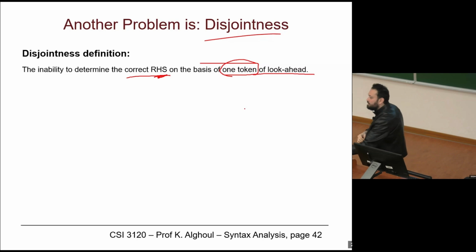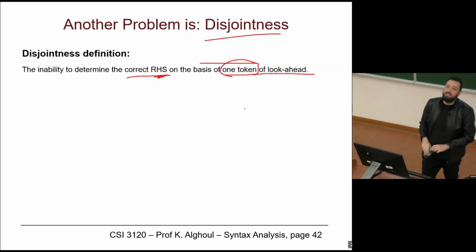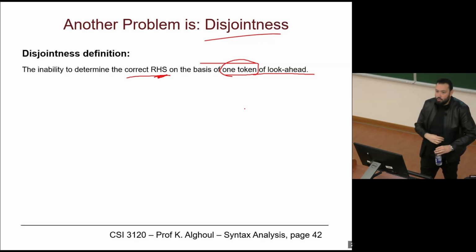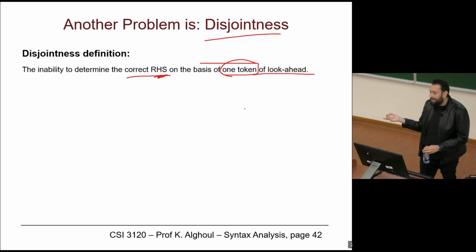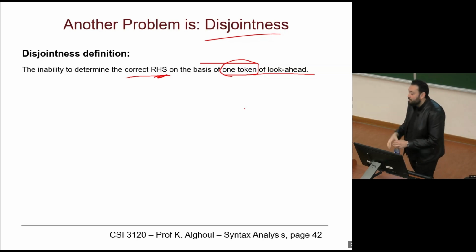What is the lexical analyzer doing? What is the role of the lexical analyzer? So this is the syntax analyzer. This is the parser. From where does it get the tokens? From the lexical analyzer. What is the role of the lexical analyzer? It's going to send me token by token. So it's going to give me 1 token. So I need to be able to use this one token to know where I should go.